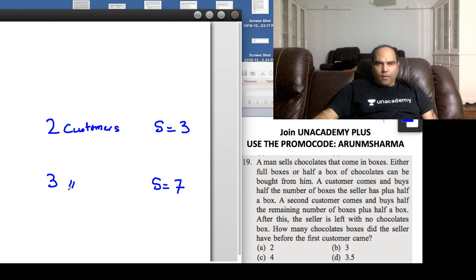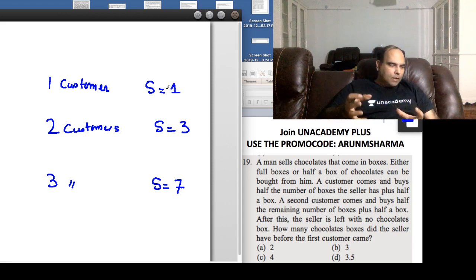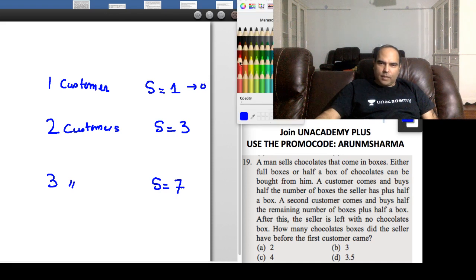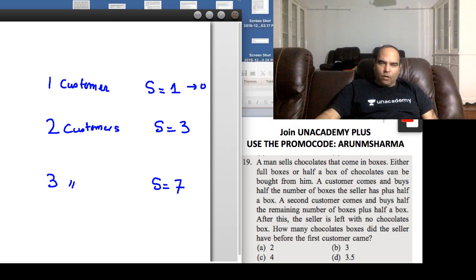Right? And obviously you can also see this, that if there's only one customer, then if the seller starts with 1 box, the first customer buys half a box plus half a box, so you'll be left with 0 boxes. So can you see a pattern here is the issue, because if you can see a pattern, then this question is resolved forever in your life.